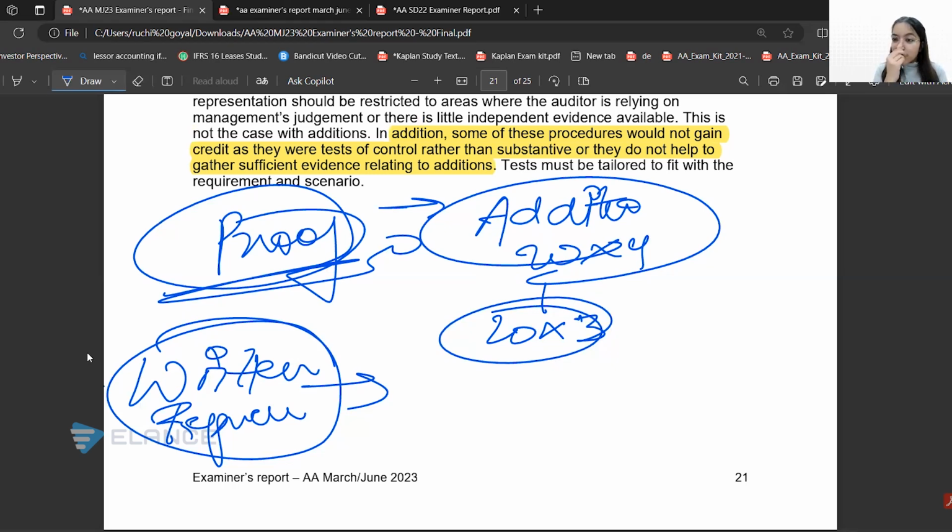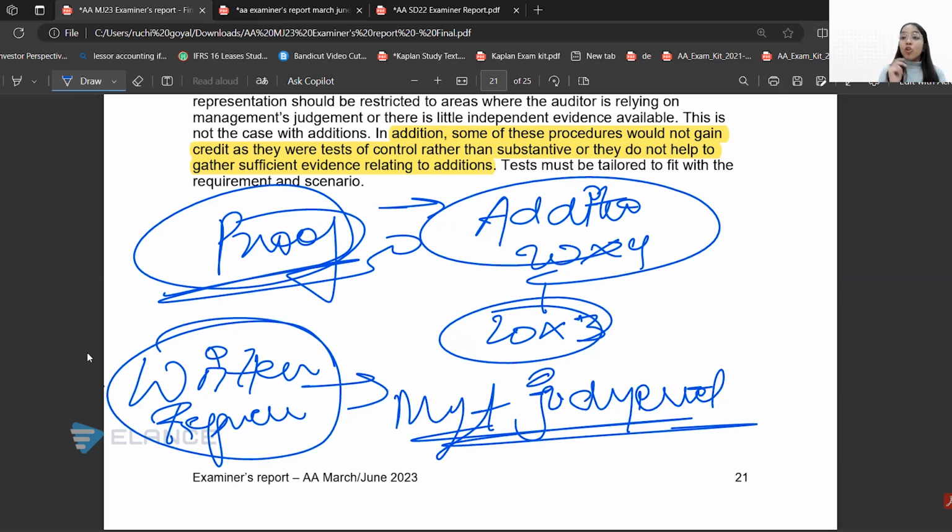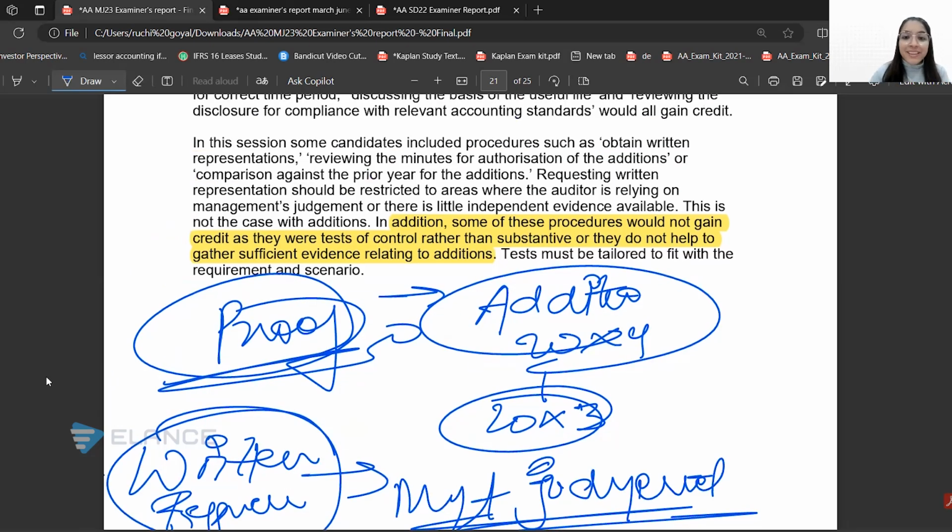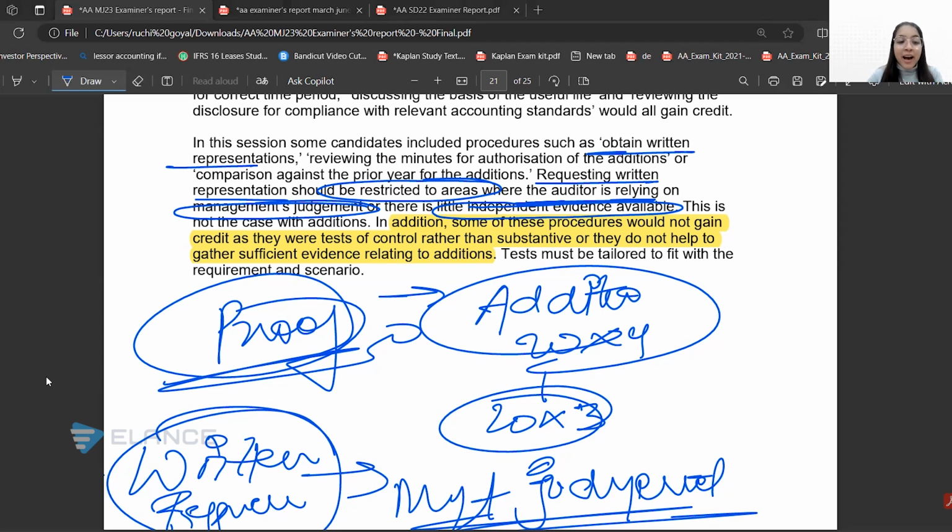Guys, you will not get this particular mark if you do not write it for management judgment. Okay. Written representations are obtained when there's a judgment being involved, when there's management judgment. So please understand this point. Requesting written representation should be restricted to areas where the auditor is relying on management judgment or little evidence is available. So I need to obtain written representation in 2 areas: where I am relying on the management judgments, or where I have little evidence available. Okay.